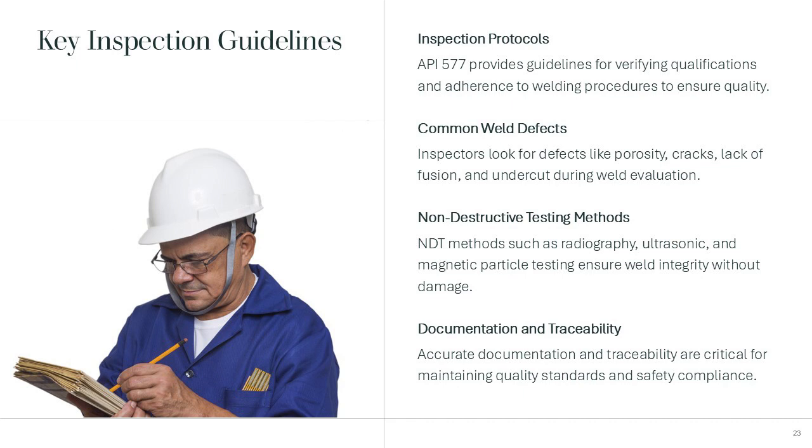These include verifying procedure qualification records, PQR, welder performance qualifications, and adherence to welding procedure specifications, WPS. Inspectors must check for common defects such as porosity, cracks, lack of fusion, and undercut. Non-destructive testing, NDT, methods like radiography, ultrasonic testing, and magnetic particle inspection are recommended for critical welds. Proper documentation and traceability are essential for maintaining quality standards. Following API 577 ensures structural integrity and safety in welded components.